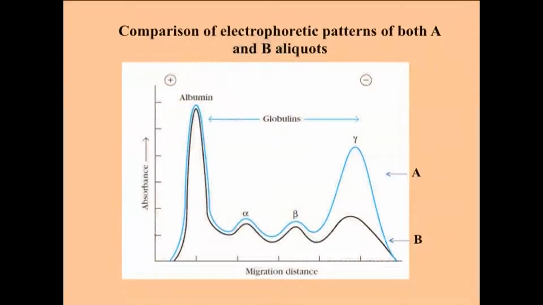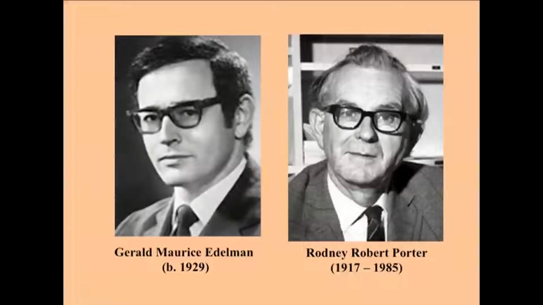When they compared the two electrophoretic profiles, they saw that there are 4 peaks in the A aliquot, whereas in the B aliquot, which had been reacted with the antigen, 3 peaks are present. That means in the B aliquot, a drop in gamma globulin was observed. So, they concluded that the gamma globulin fraction contains a molecule which is anti to the antigen, and they named it antibody or immunoglobulin. Later, Gerald Edelman and Rodney Porter discovered the structure of the immunoglobulin molecule.